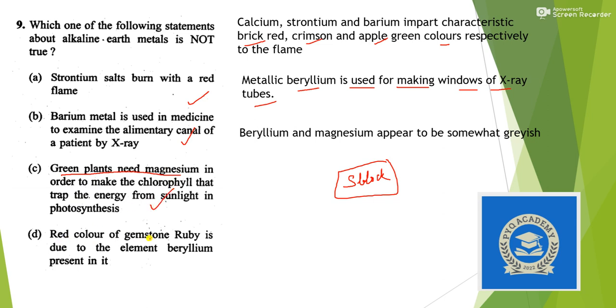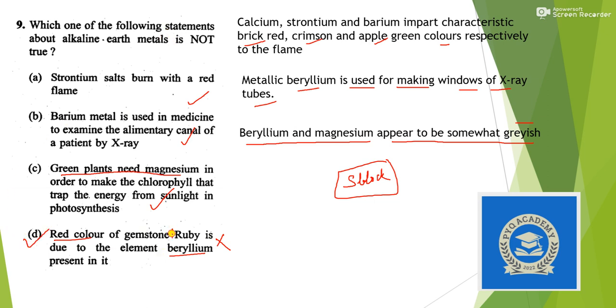Then, the red color of gemstone ruby is due to element beryllium present in it. In that chapter also, in the same para, it has been given that beryllium and magnesium appear to be somewhat grayish. The question is telling red color of beryllium, so it is not possible. The question was asking about not correct, so the answer is option D.